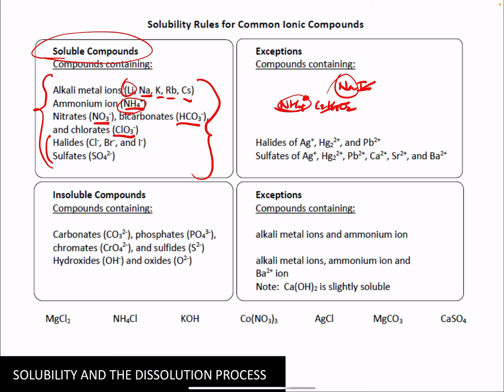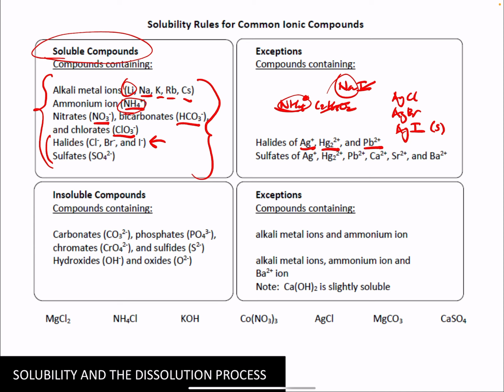Halides, like chloride, bromide, iodide, and sulfates, are usually soluble, with exceptions. So the halides have three exceptions, right? They are soluble except in the case of silver, mercury, and lead halides. So the chloride, bromide, and iodide of silver is insoluble. They'll be solid in water. So silver, mercury, and lead are the three exceptions to the solubility of halides.